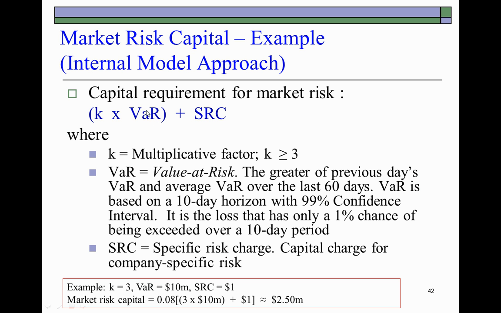So if your VaR is 10 million and your K is equal to 3, then 3 times 10 would be 30. And if your specific risk charge is $1 million, then the total capital requirement here would have to be $31 million. So $31 million, I show it down here. 3 times 10 is 30, plus 1 is 31. 8% of that 31 means that the amount of capital that should be required for this institution would be about 2.5, which is 8% of 31.